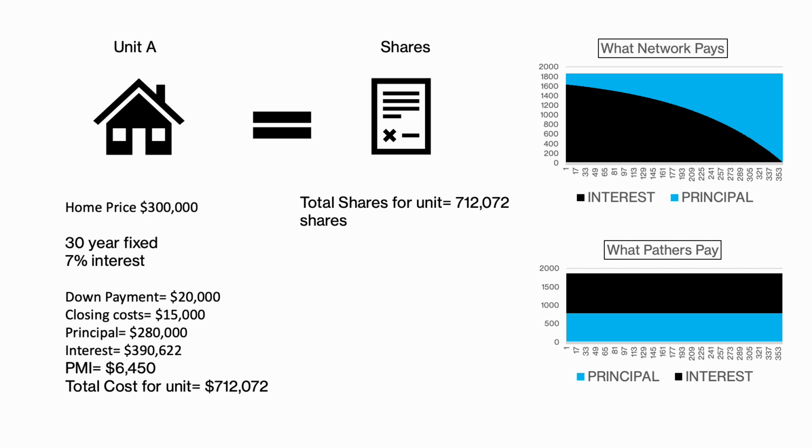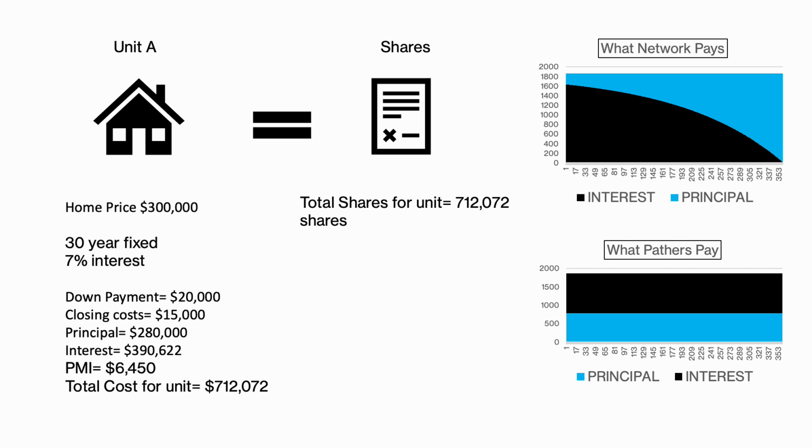Okay, so each unit will have a maximum share threshold that can be reached. The threshold amount is the total fixed cost paid for that particular unit in terms of PMI, closing costs, down payments, interest, and principal. All the expenses that had to be paid before the unit could be owned by the network. Once customers reach the threshold amount of shares for the unit they occupy, they no longer have to pay fixed costs for the unit, but only the variable monthly costs of taxes, insurance, maintenance, etc.